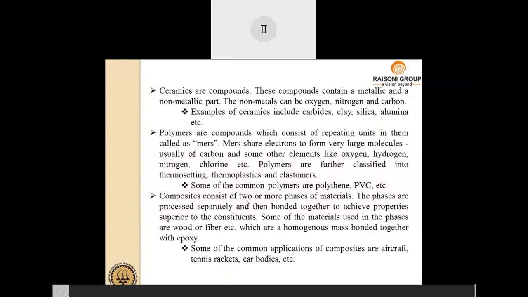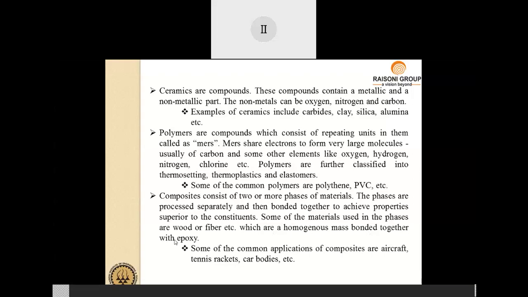Okay, so in this, some of the materials used in the phases, since we said composites consist of two or more phases of material, are wood, or you can say fiber. Some wood or fiber is homogeneously bonded or mixed with each other using different epoxies, and they make different types of composites.